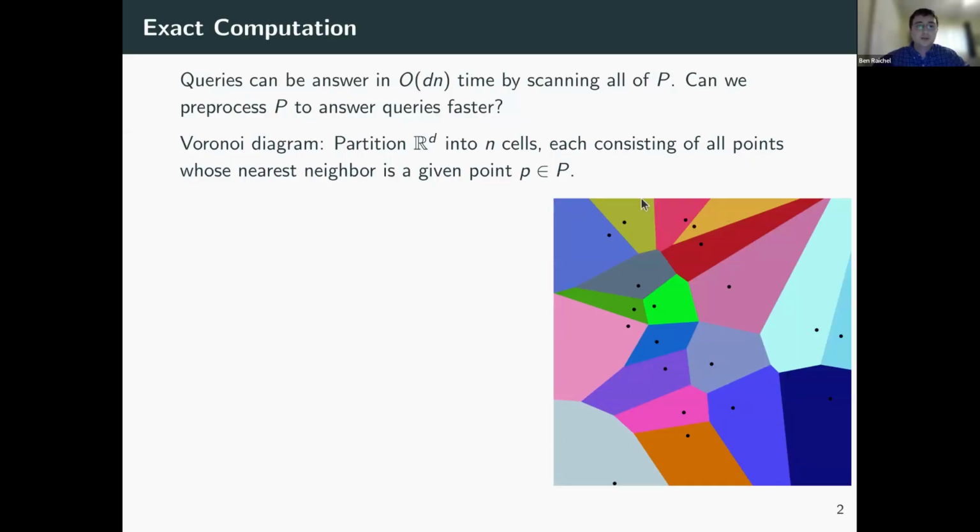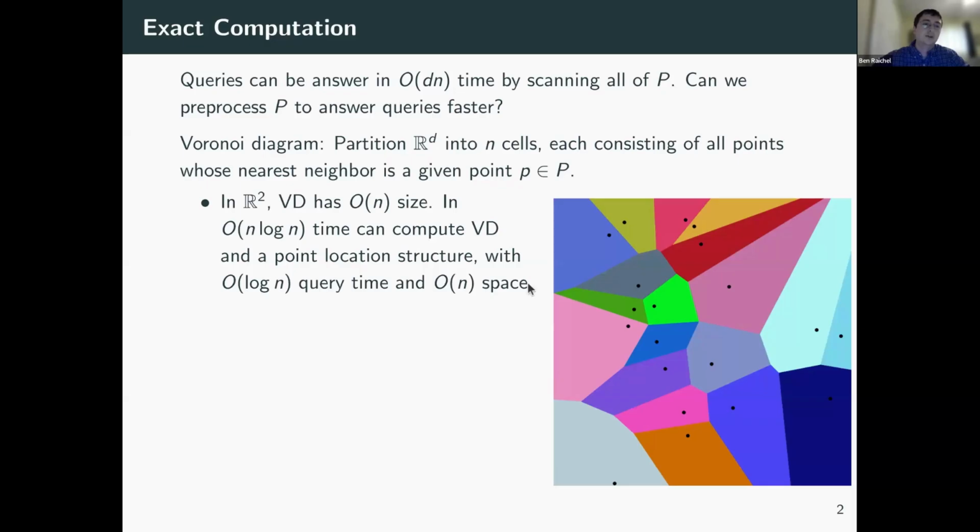So the Voronoi diagram is a partition of space into cells, each consisting of all the points whose nearest neighbor is a given point from my input set, right? So if I look here at this green cell, it is the set of points in the plane that call this black point their closest point. Okay, so that's the Voronoi diagram.